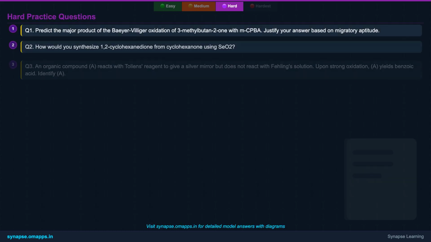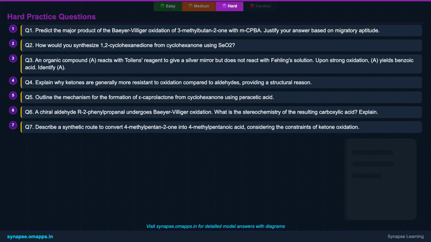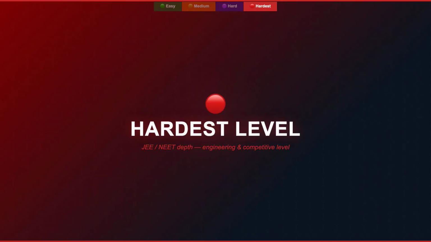You've now explored deeper into oxidation mechanisms, specialized reagents like Baeyer-Villiger and SeO2, and the factors influencing these reactions. It's time to test your analytical skills with these 7 challenging practice questions. Think critically about the mechanisms and selectivities involved. Good luck! Prepare for the ultimate challenge.